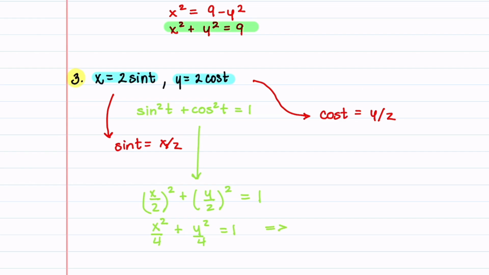And if we multiply both sides of the equation by 4, we end up with x squared plus y squared is equal to 4. This is the equation for a circle of radius 2.